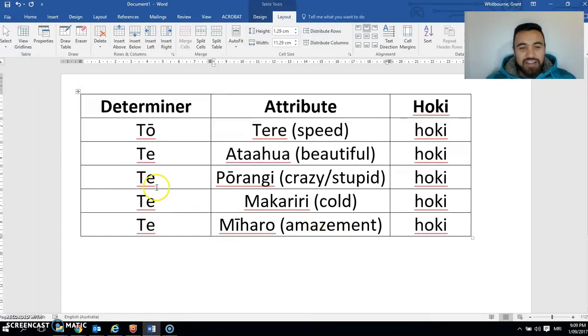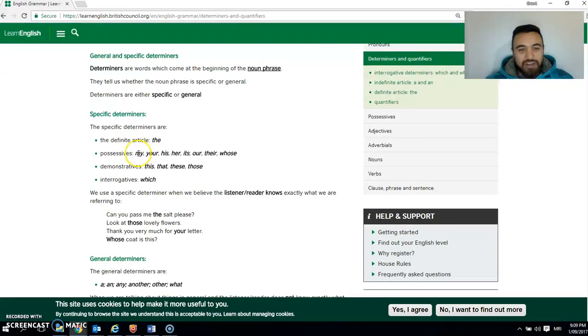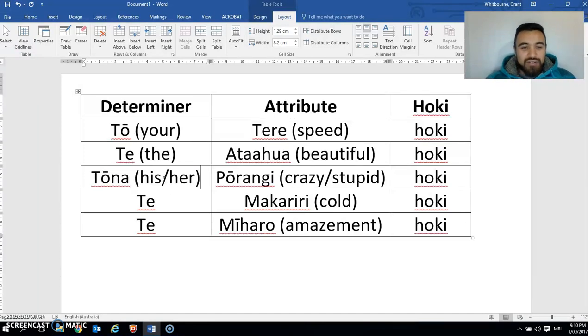So you can also add in different words here, like when we looked at the determiners. So my, your, his. So tō meaning your, and te meaning the. Tōna meaning his or her. So, aue, tōna pōrangi hoki, he's crazy. So they're the different sorts of determiners that you can start to put in there and build these sentences.